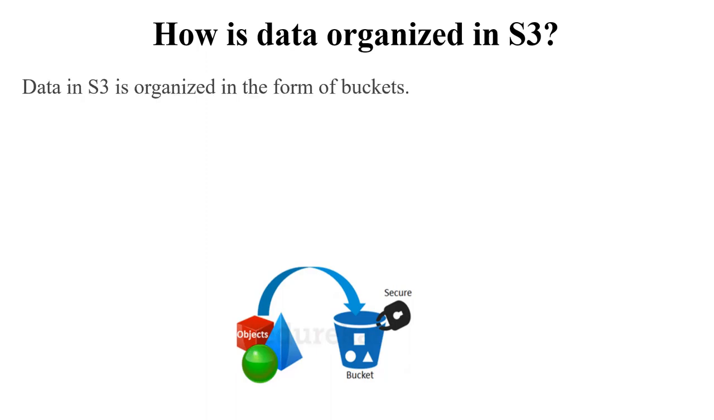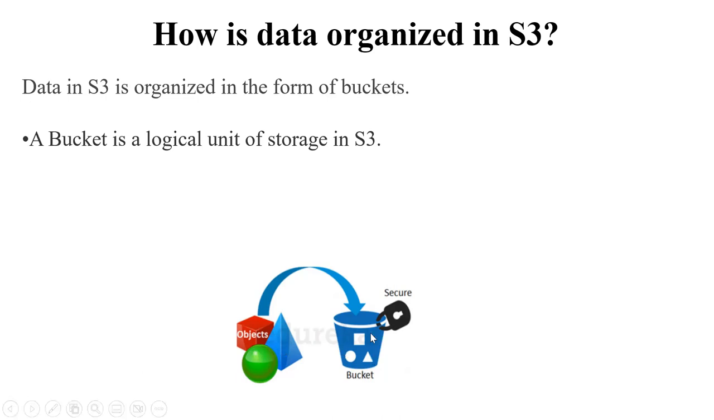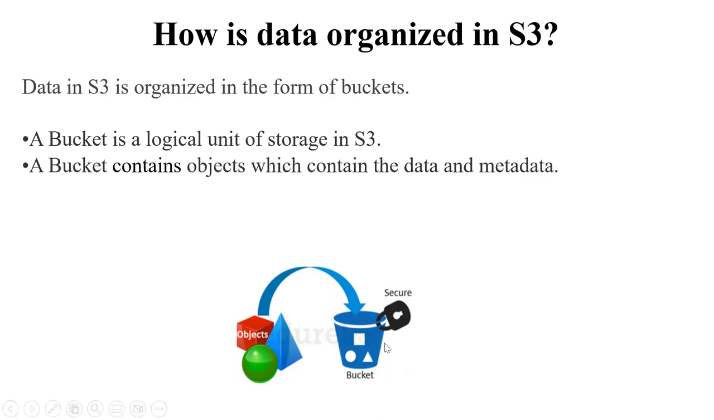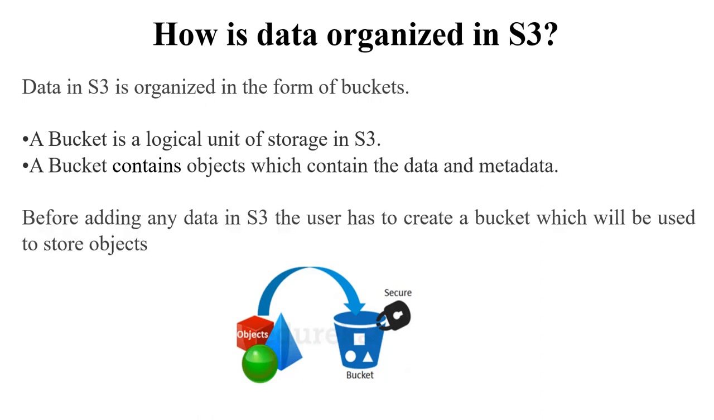Data in S3 is organized in the format of buckets. A bucket is a logical unit of storage in S3, and it contains objects. What type of object doesn't matter. There is no specific extension required. Any type of object you have, you can store in the S3 bucket. Before adding any data in S3, the user has to create a bucket first, and then you can add the objects or files into S3.